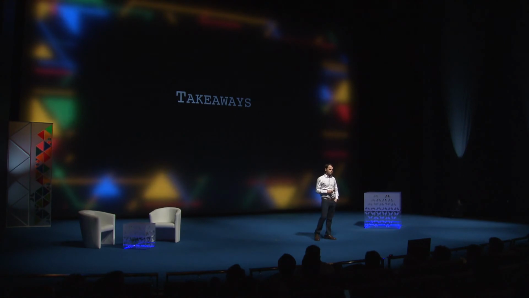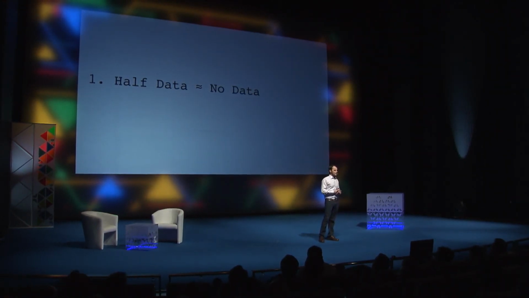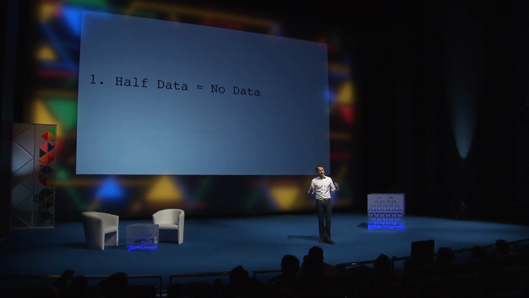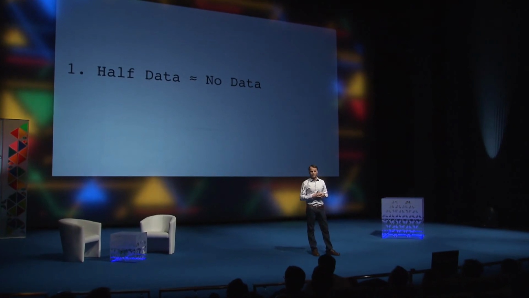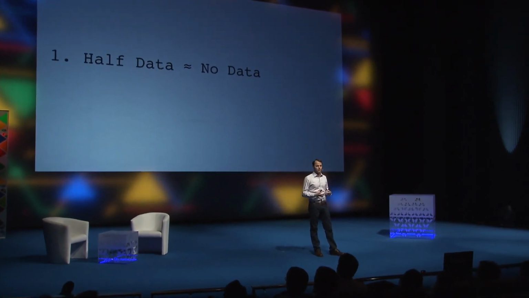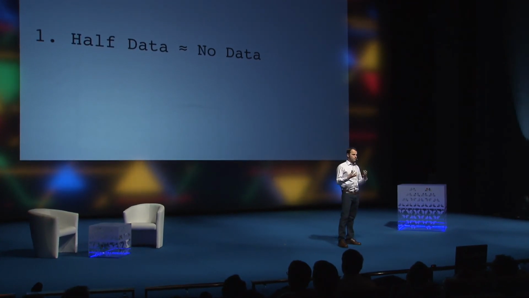So a few takeaways. First of all, half data is approximately no data. If your data is not accurate and complete, it's very dangerous to make decisions based on that data. So make sure that you're adding everything that you can, and that this data is accurate. And second, context brings meaning to data, and it's really what makes data actionable when it comes to decision making.